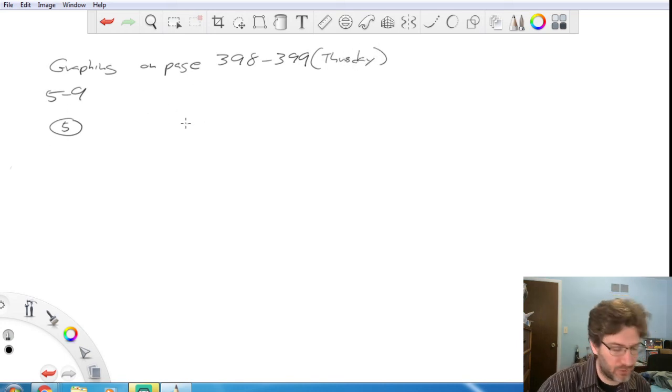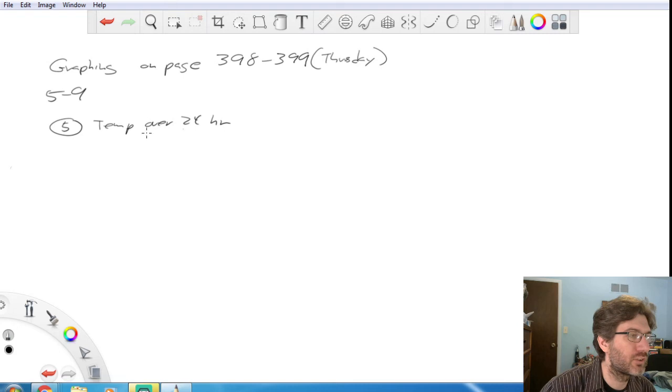And see if it kind of matches what I got going on here. Number 5 says the temperature outside during a 24-hour period. So temperature over 24 hours. And it asks you to graph it. So again, we have an axis.